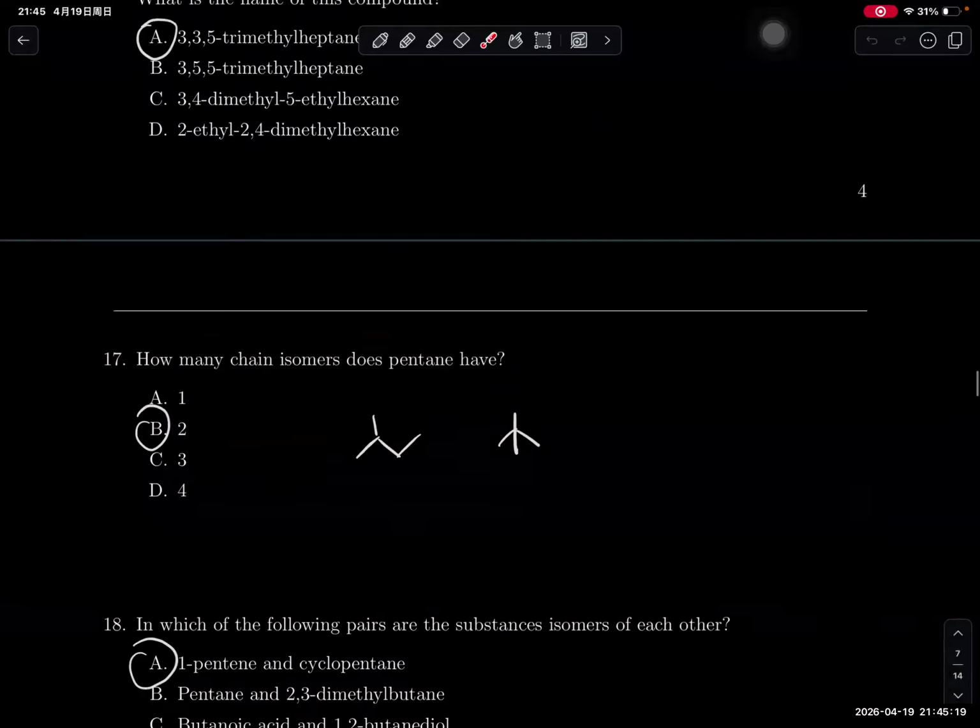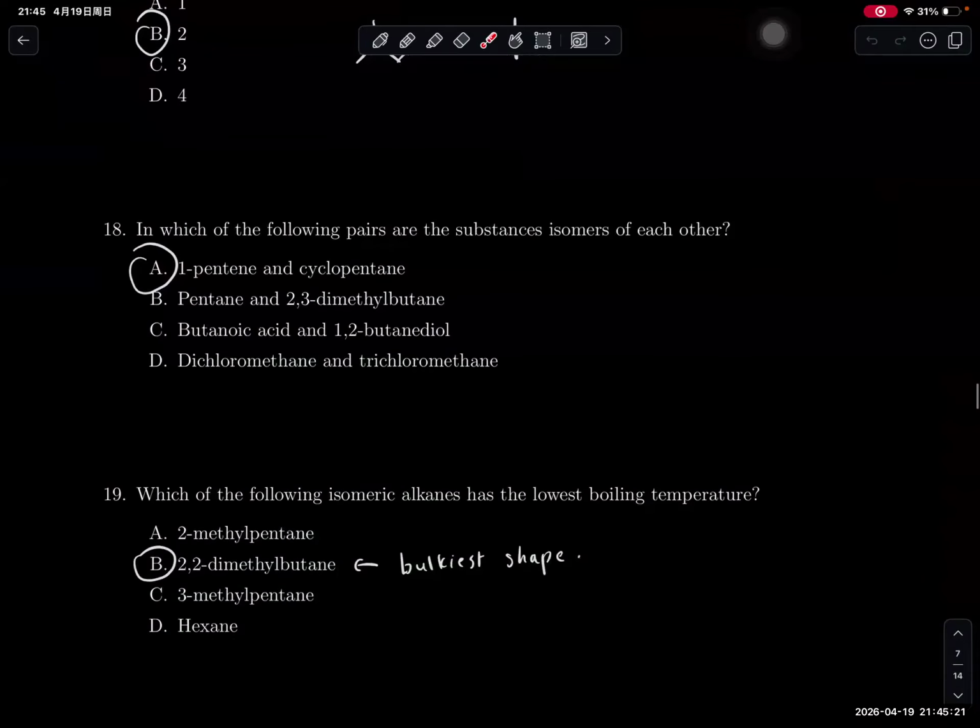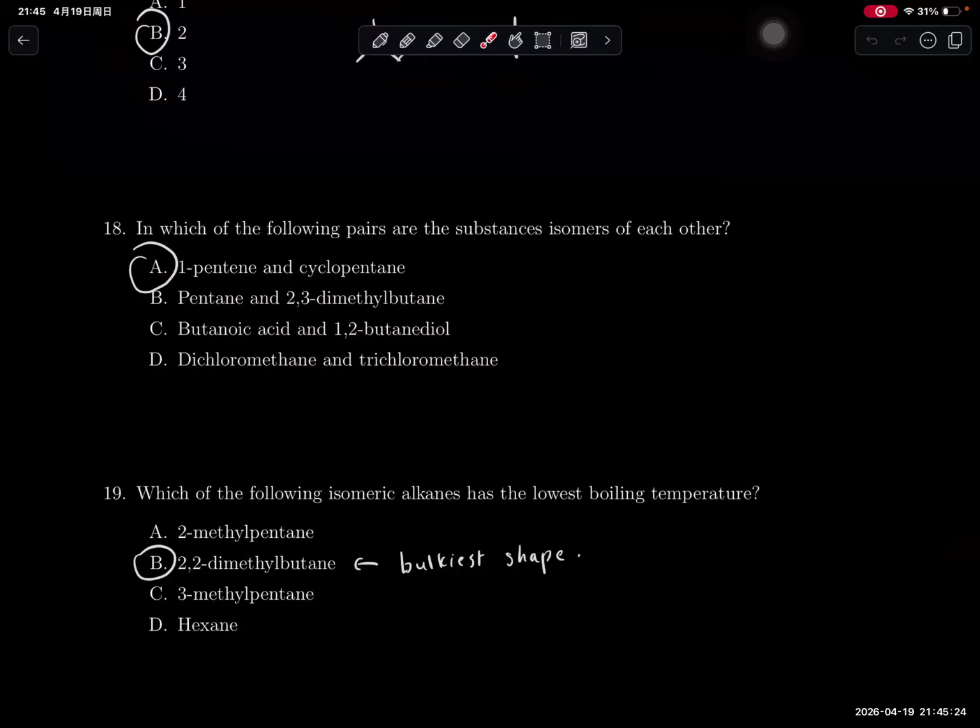And yeah, it really is quite trivial. All right, in continuation, question 17, in which of the following pairs are the substances isomers of each other? It will be 1-pentene and cyclopentane. A cyclic compound, a ring, has one less degree of saturation, so it'll be A.